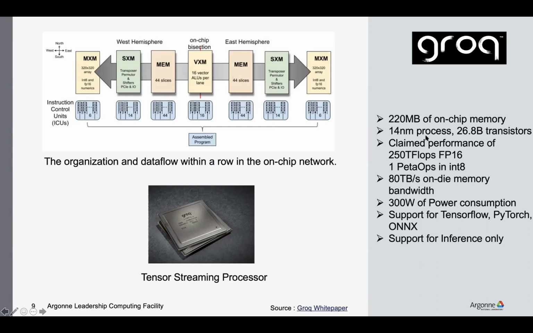This architecture also has about 220 megabytes of on-chip memory. It uses a 14 nanometer process, and it consists of 26.8 billion transistors. They claim up to 1 petaflops of performance in integer 8. So this is the general architecture of the tensor streaming processor. And just to give you a further idea, they have two hemispheres here, a west hemisphere and an east hemisphere, and the program is mapped onto this architecture so that the data flows to the west and east through these hemispheres.